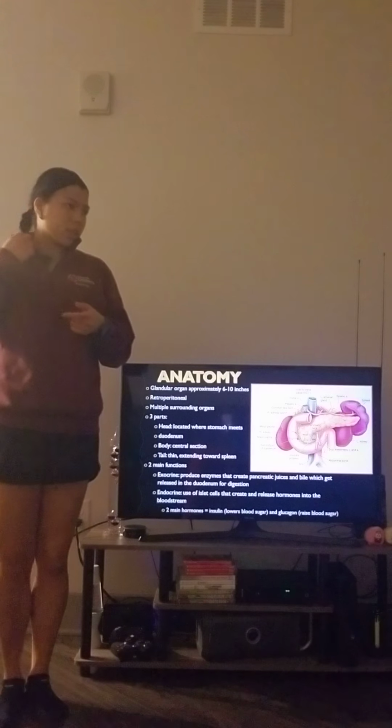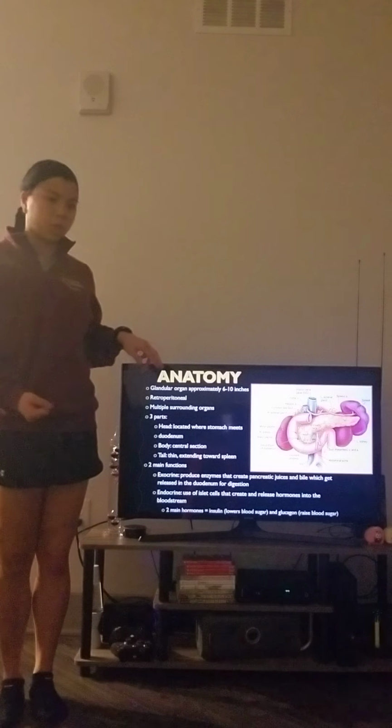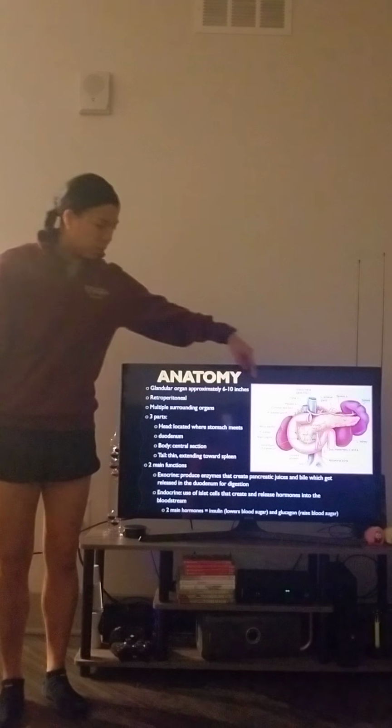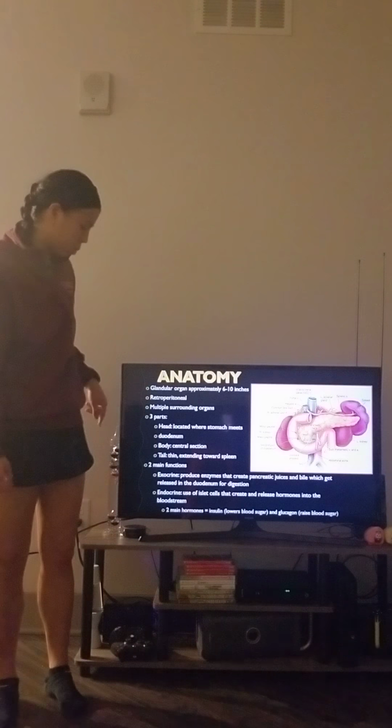So the pancreas consists of three main parts. There's the head, which is located where the stomach and the duodenum meet, the body, which is the central portion, and then the tail, which is the thinner portion that extends towards the spleen.